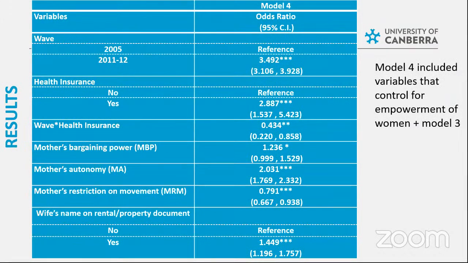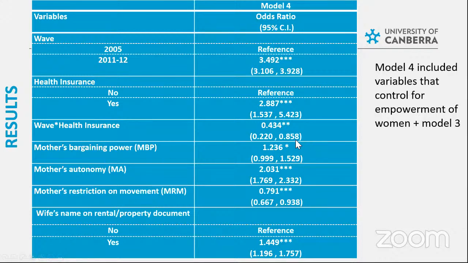Okay, so model 4 controlled for women empowerment variables, in addition to the variables that were controlled in model 3. Now, the variables we looked at in the earlier models are still statistically significant. Year of survey, health insurance, and the interaction between wave and health insurance are still statistically significant. Women empowerment variables are also all significant in this model. You can see mother's bargaining power, mother's autonomy, restriction on mother's movement, whether the wife or the mother had her name on rental or property documents are all statistically significant.